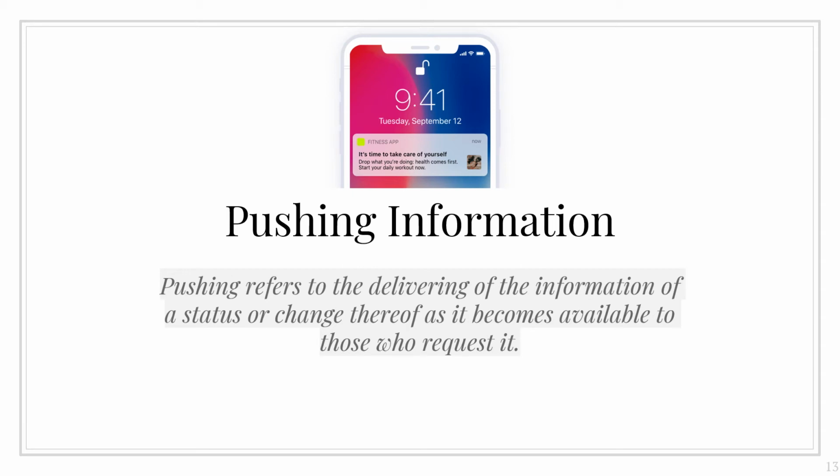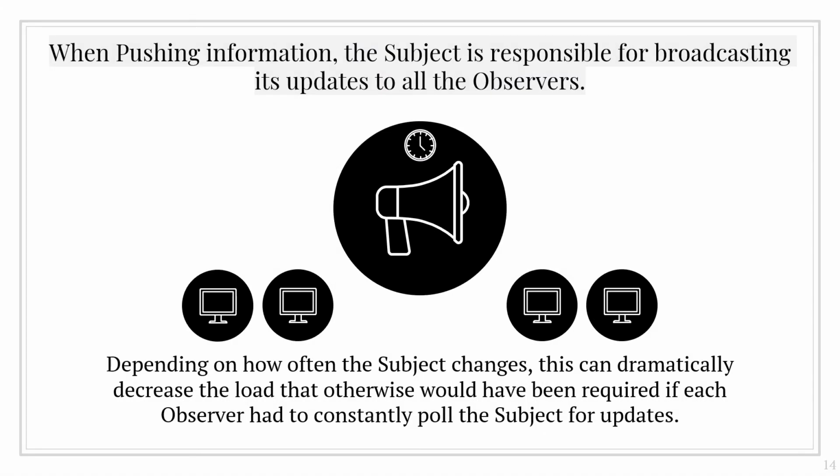In our scoreboard example, instead of you having to constantly check the score, where a lot of times it might not even have changed at all, the scoreboard is the one taking the initiative and telling you that a change has occurred. When pushing information, the subject is responsible for broadcasting its updates to all the observers. Depending on how often the subject changes, this can dramatically decrease the load that otherwise would have been required if each observer had to constantly poll the subject for updates.